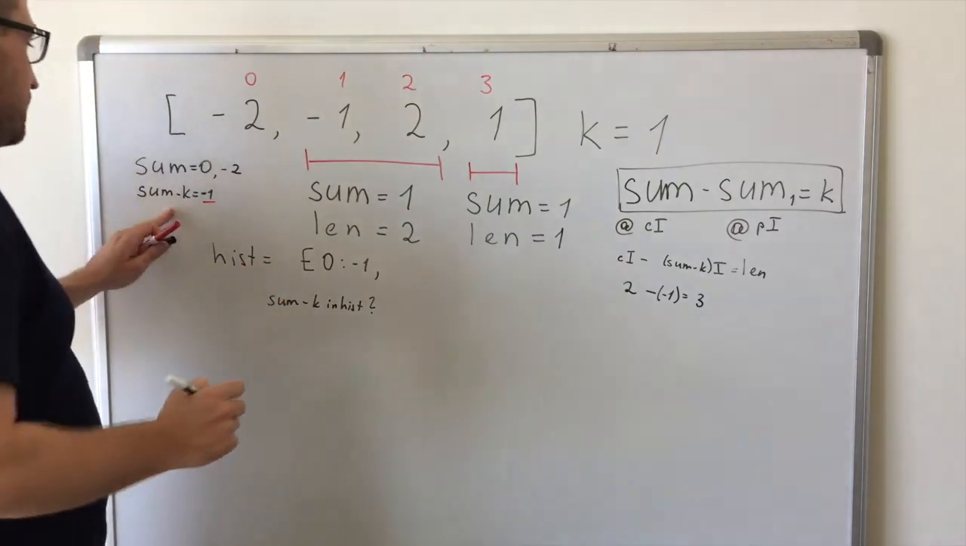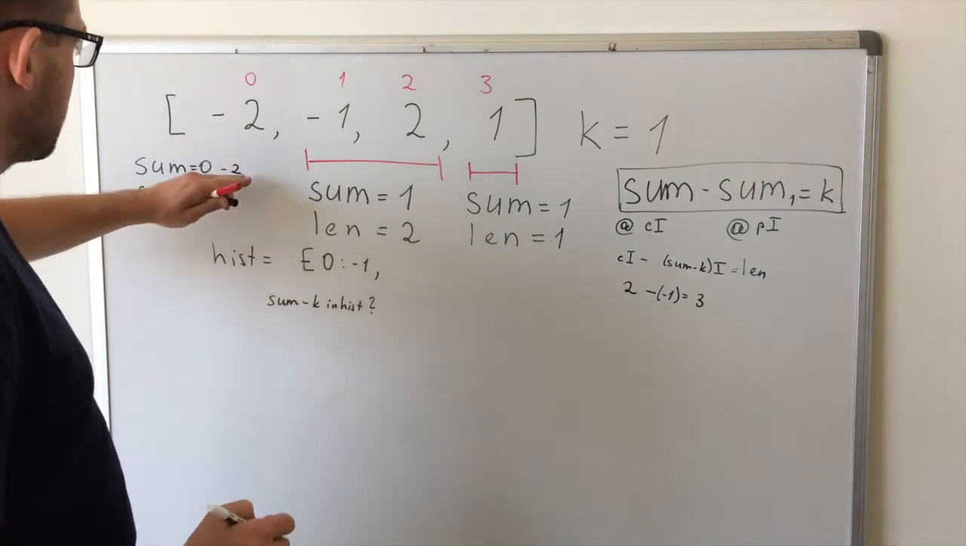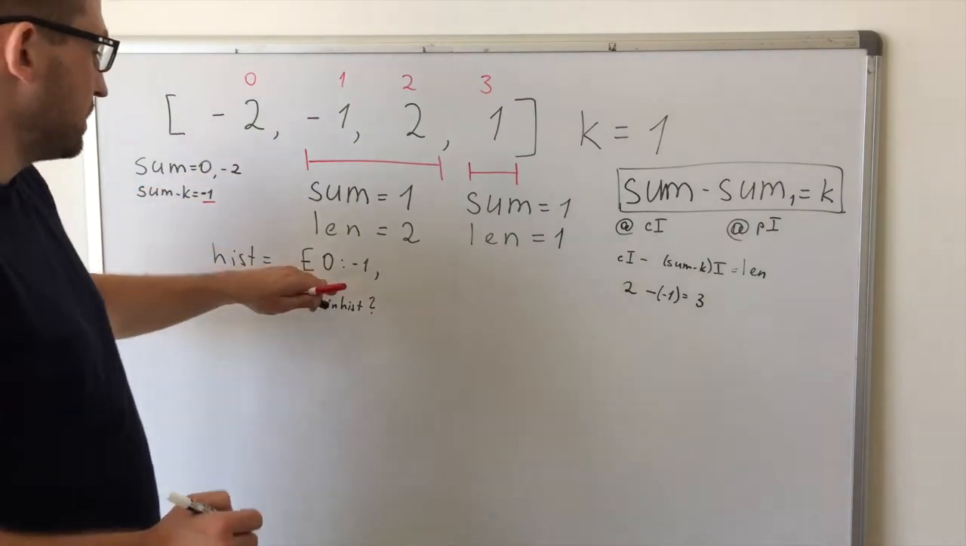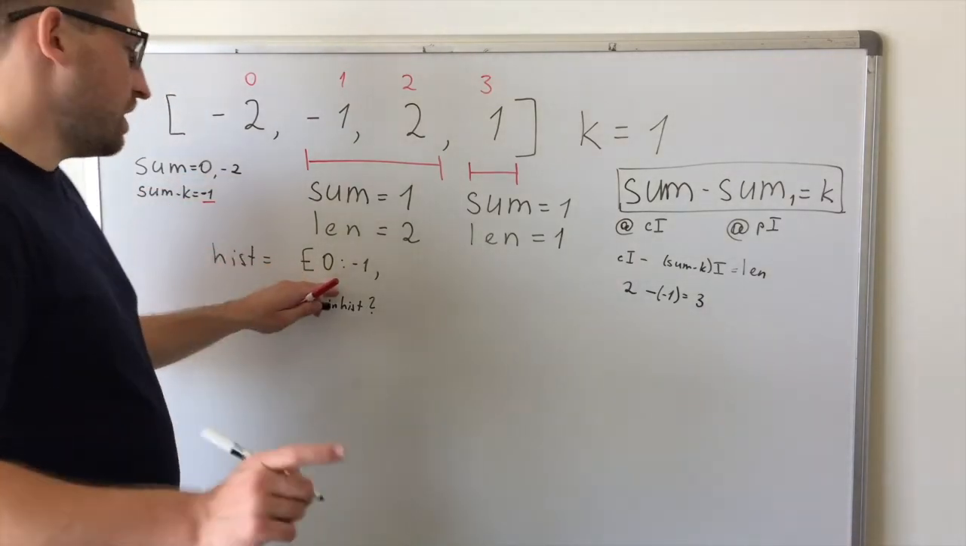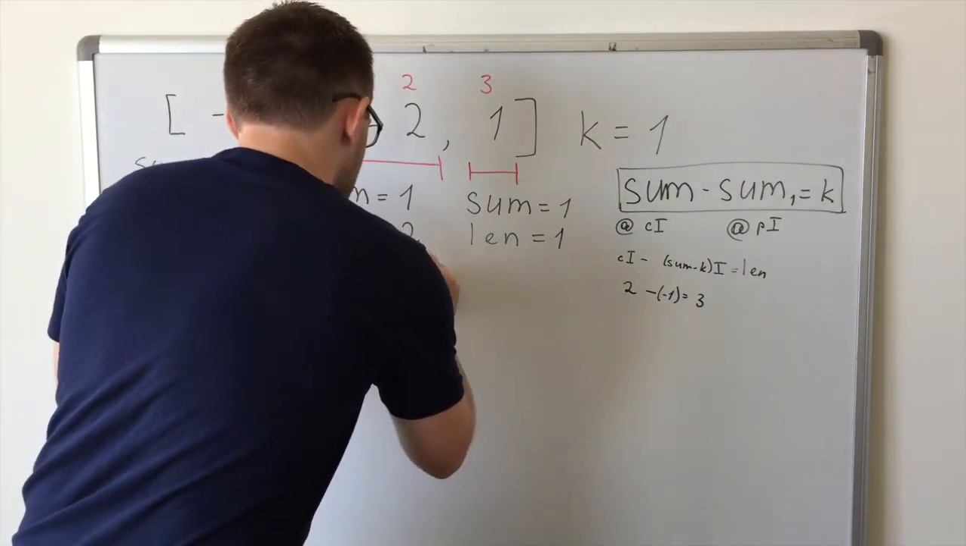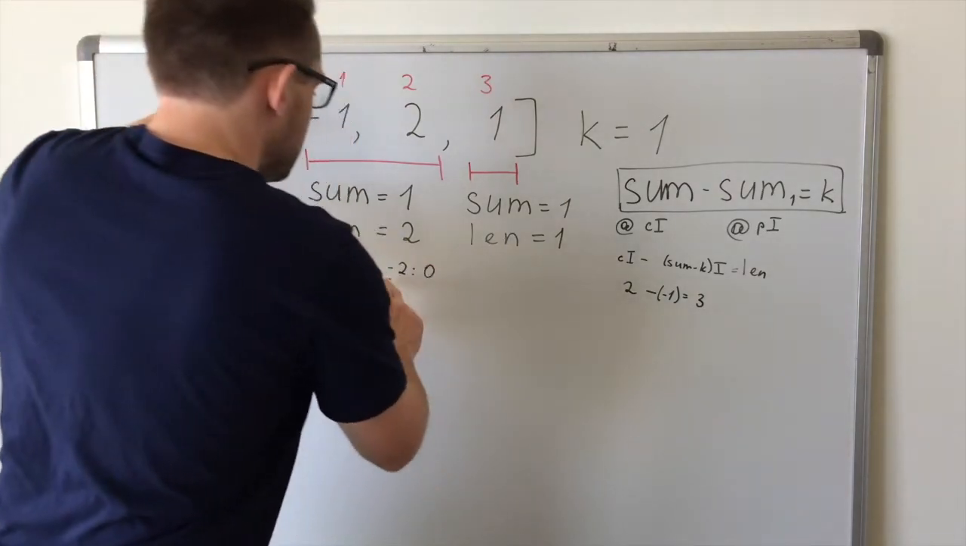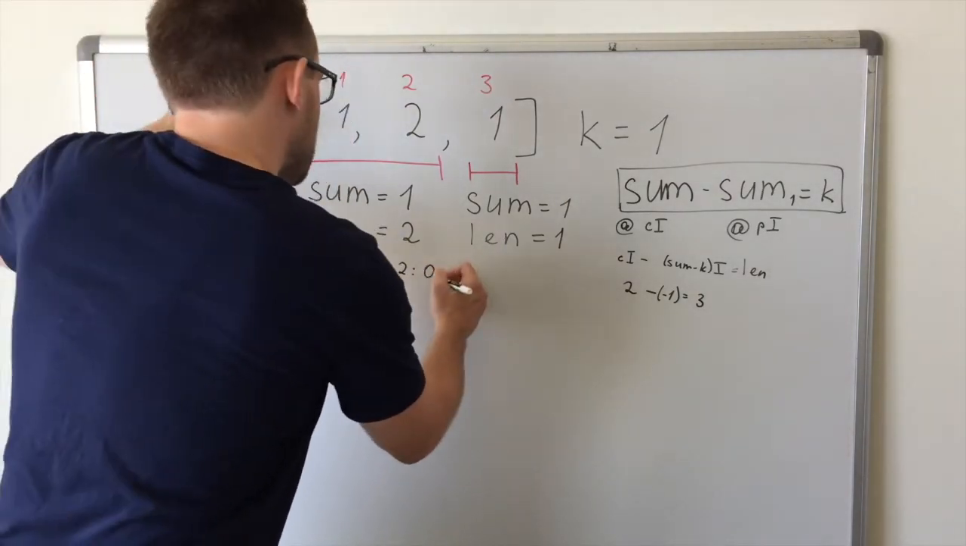What's our sum minus k? So -2, well, first of all, is this -2 in this history? It's not, therefore we'll add it to the history, and we'll take down the index, which is 0. This is the sum, this is the index.